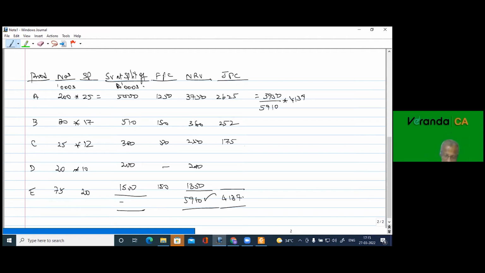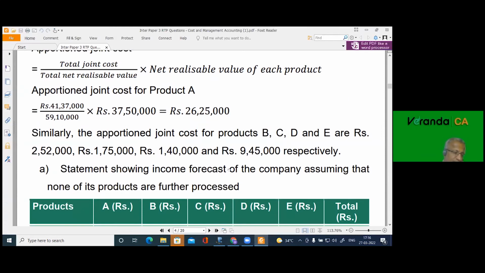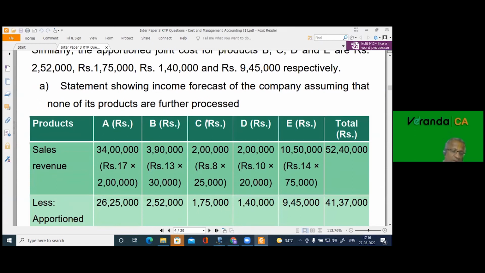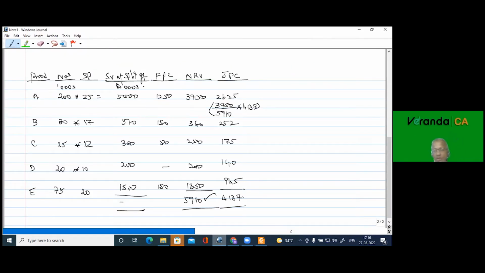175 divided by 250 into 200. That comes to 140. Divided by 200 multiplied by 1350. It gives you 945. Now, this is a portion: 3750 divided by 5910 into 4137. And that is the way we are expected to calculate. Right? And we are expected to find out a statement of income. So we would like to work out in the same table itself.